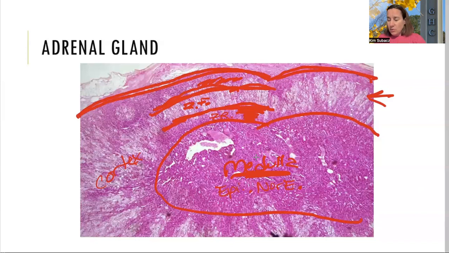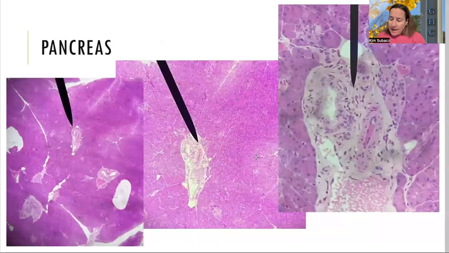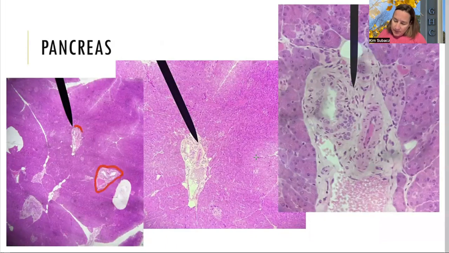All right, our next one is going to be the pancreas. And for the pancreas, if we zoom out, so I've got it here on like scanning power, we can see that there are light pink areas, and then there are dark purple areas. Light pink areas are the islets of Langerhans. The dark purple areas are all acini or acinar cells. So if we zoom in on these guys, we can zoom in on the light pink area. So the light pink area is what we're focusing on as far as endocrine properties.